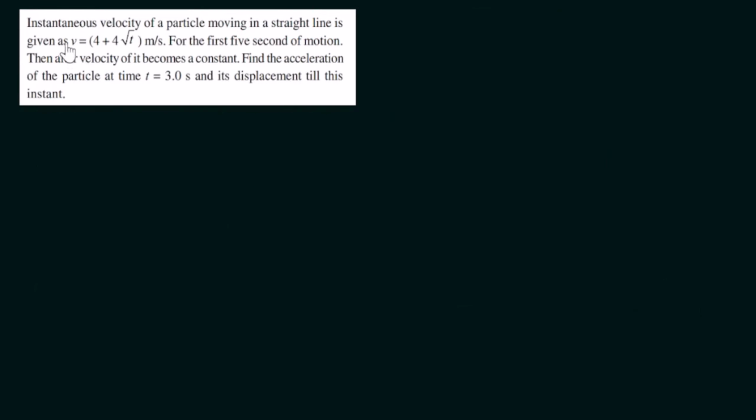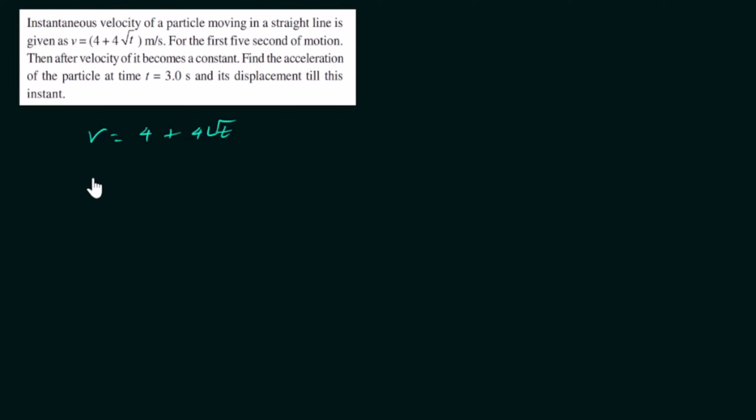We are given one question. The instantaneous velocity of a particle moving in a straight line is given as v equals 4 plus 4 square root of t meter per second for the first 5 seconds of motion, and after that its velocity becomes constant. Find the acceleration of the particle at time t equals 3 seconds, and its displacement till this instant. So we are given velocity v equals 4 plus 4 root t.